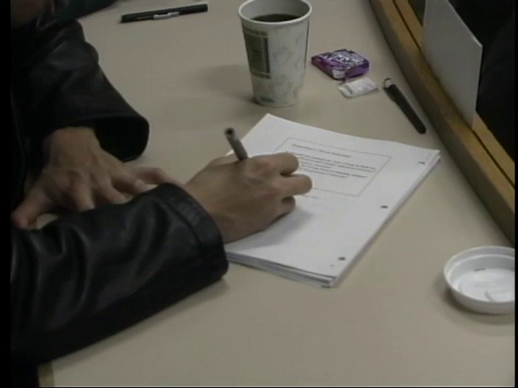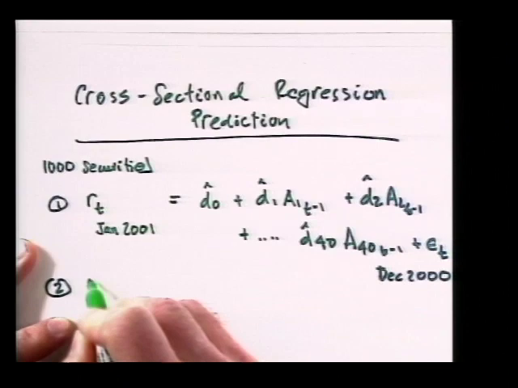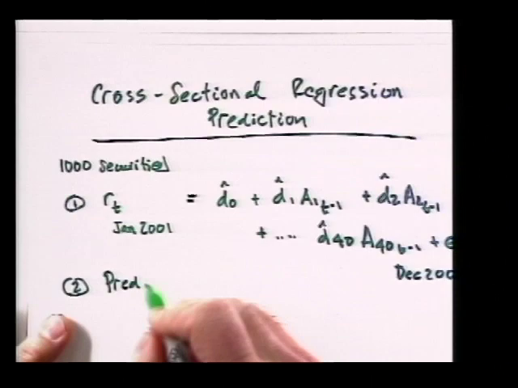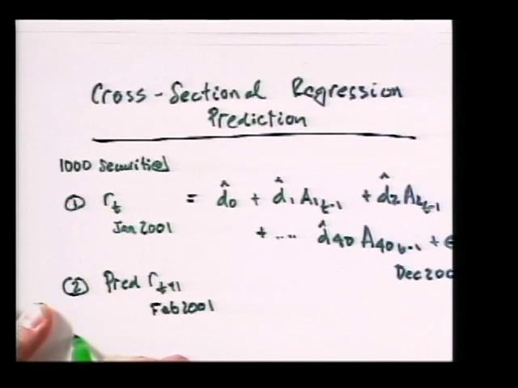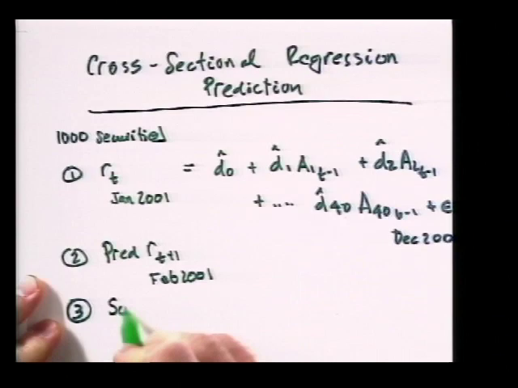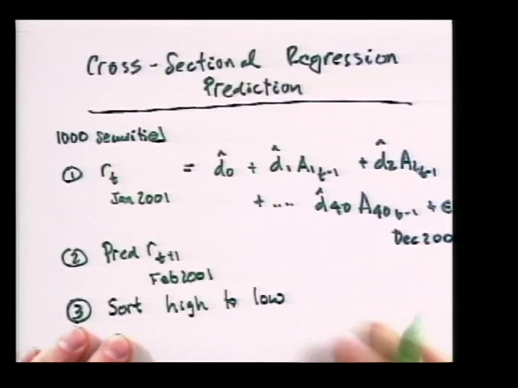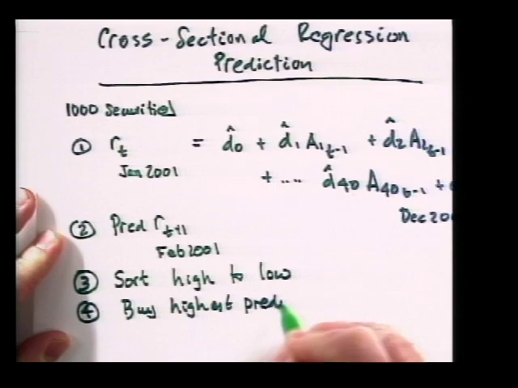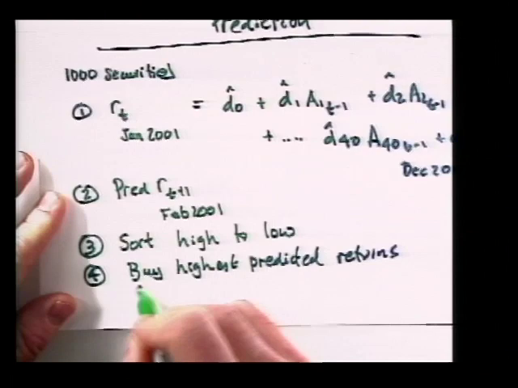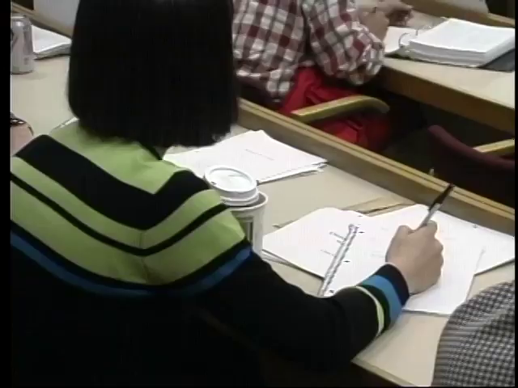Okay, so this is number one, estimate the regression. Number two, get the predicted R T plus 1, which is going to be for February 2001. Number three, sort from high to low. And number four, buy the highs. And obviously sell the lowest. This is how we actually implement a model like this.